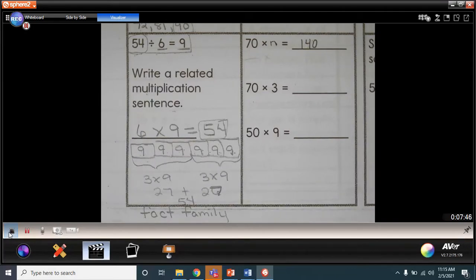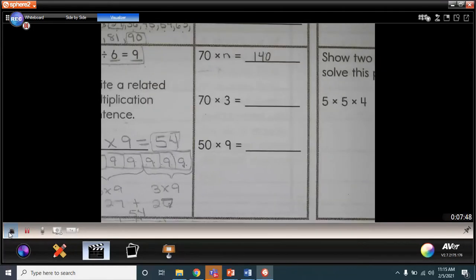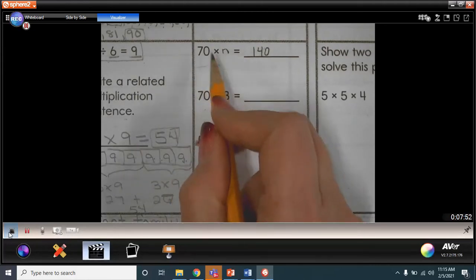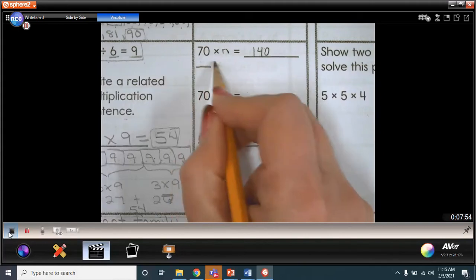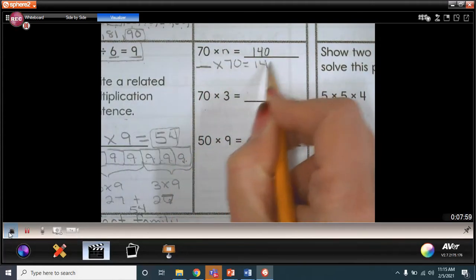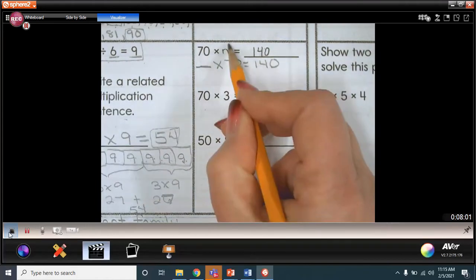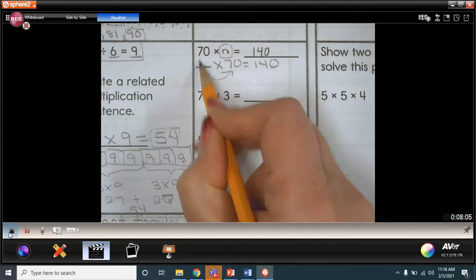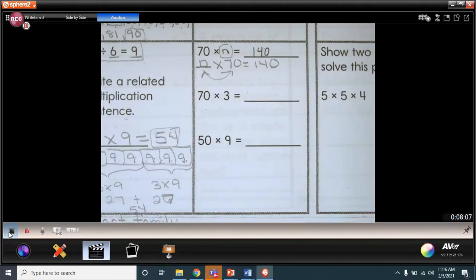All right. Now let's take a look at our next set of problems. So blank groups of 70 equals 140. Well, we know that we can switch our factors, right? And it's still going to come up with the same product. Now, you can't do that with division because you have to start with the whole in division and break it up into the groups to find how many is in each group.